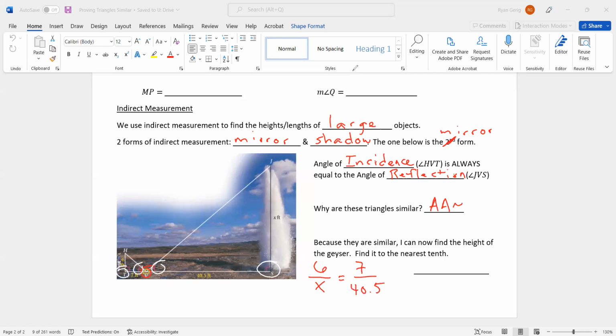7x equals 243. Divide by 7, and you get x equals, or the geyser is 34.7 feet tall.